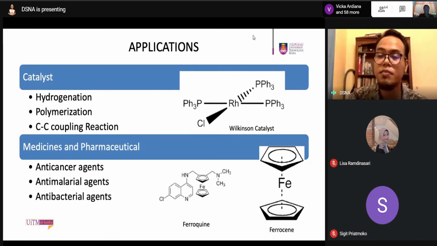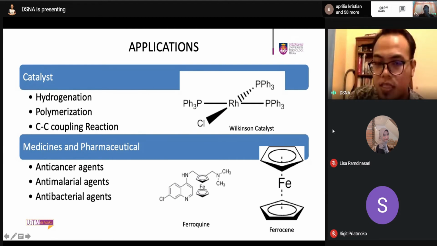So the structure can be changed easily. When the structure changes, the color also changes. If you understand, the color here is orange, ferrocene. And we have ferroquine. So ferroquine is used as anti-malarial. So this is the structure. We have the basic structure of ferrocene here, and attached with some other ligands.